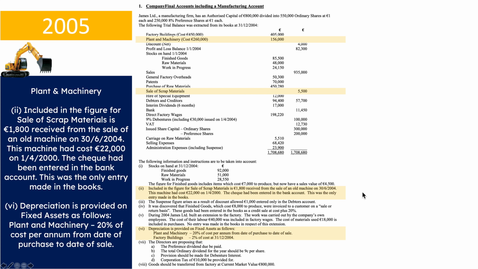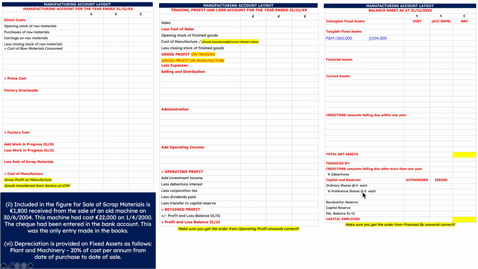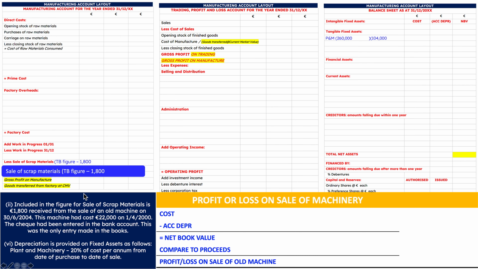Okay, so we look here, and included in the figure for sale of scrap is 1,800. So the sale of plant and machinery was treated incorrectly there. So we need to minus 1,800 from the sale of scrap materials to fix that error that the bookkeeper had previously made. Then we'll work out whether there was a profit or a loss on sale of machinery.